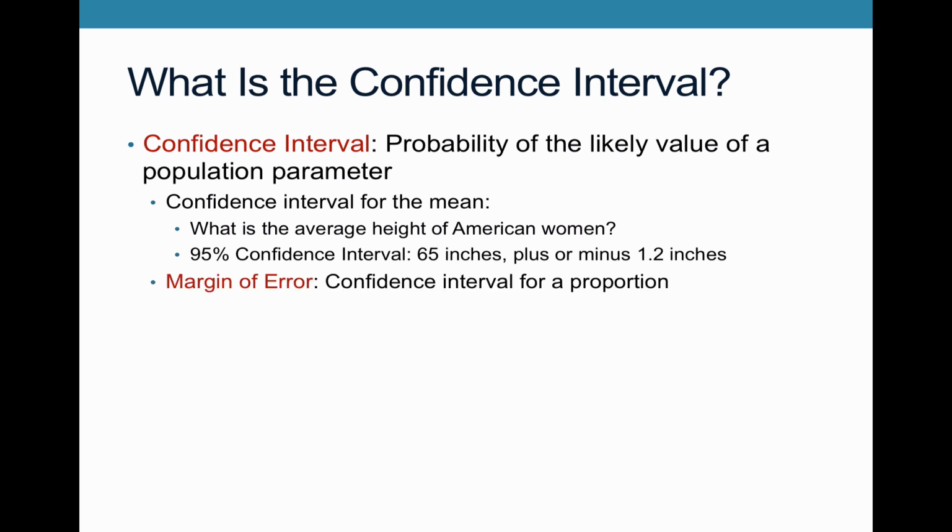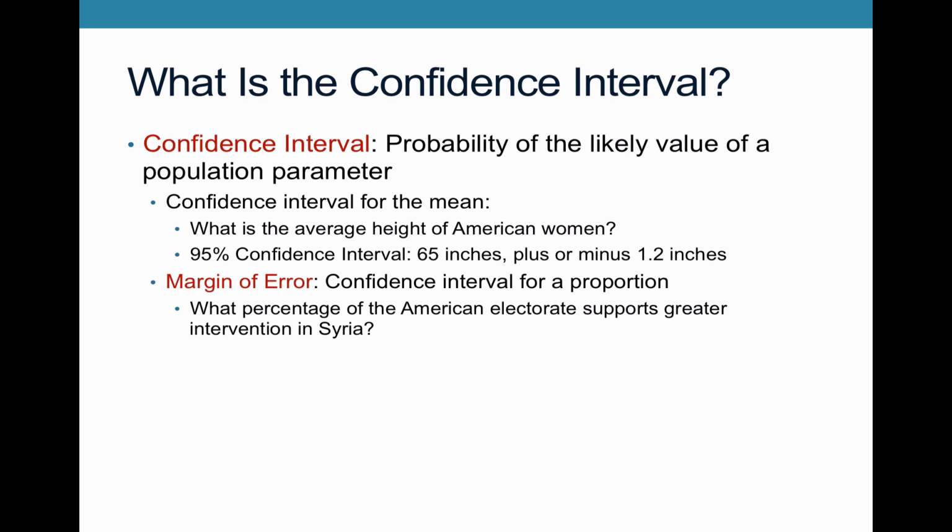And margin of error is a term that you might see a lot with polling. So this is the confidence interval that we get for a proportion. So you might say, well, what percentage of American electorate supports greater intervention in Syria? And the result, 95% confidence level, is that you can say it's 40% with a margin of error plus or minus 2%. Meaning that if we were to look at our larger population, we would say that we're 95% sure that the real level of support among Americans is between 38% and 42%, right? It's roughly in that range.